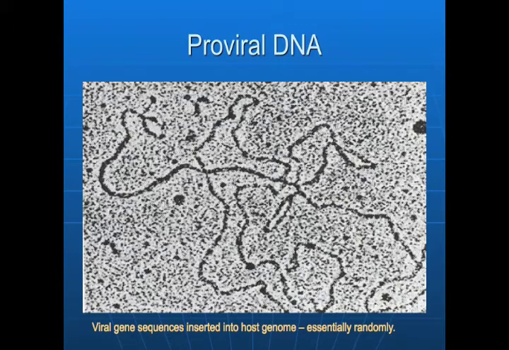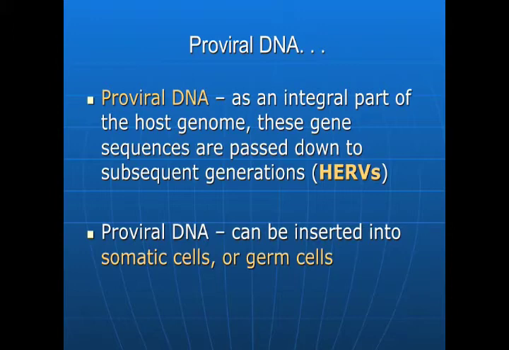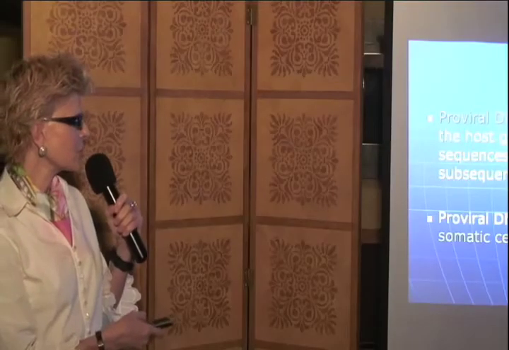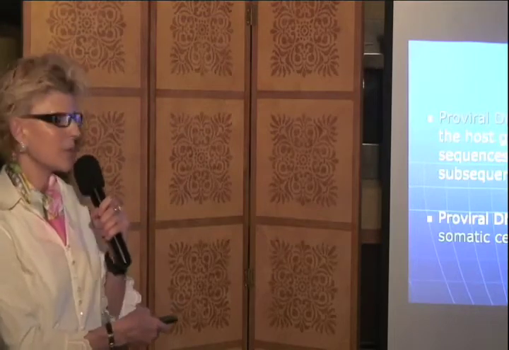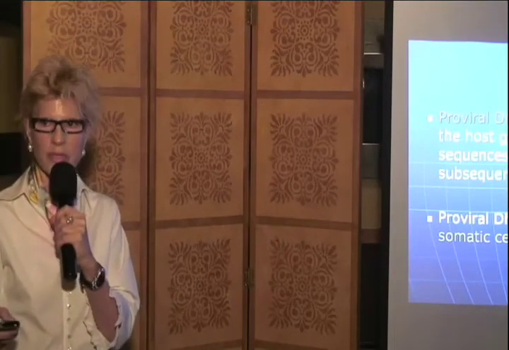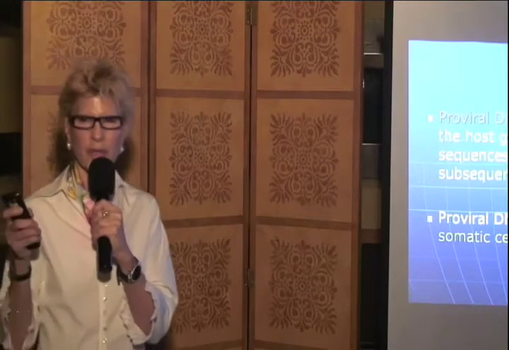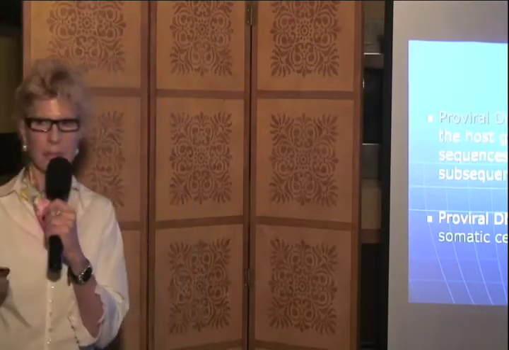So there's sort of a visual, graphic image of these strands of viral DNA. You can see it is very possible for it to become integrated into the genome. They do this essentially randomly. It's like playing the lottery. When proviral DNA inserts itself into the host genome, it can be passed down to subsequent generations. These are referred to, when they're retroviruses, as human endogenous retroviral sequences, HERVs. I don't know if you've heard of that. If you haven't, just try and remember it, because it's going to come up again in years to come.